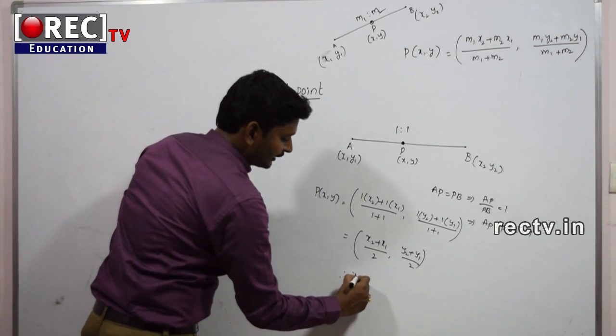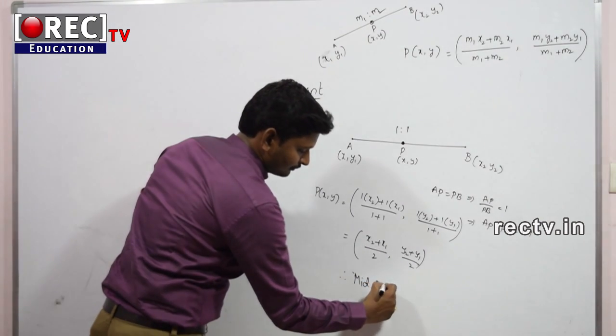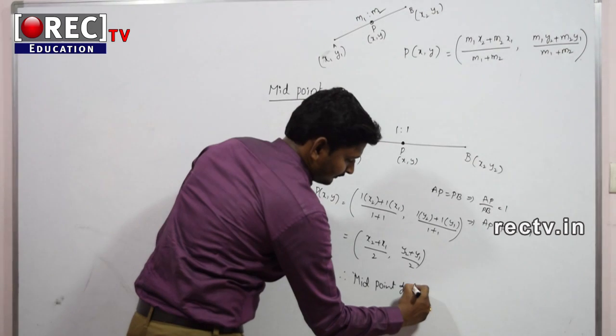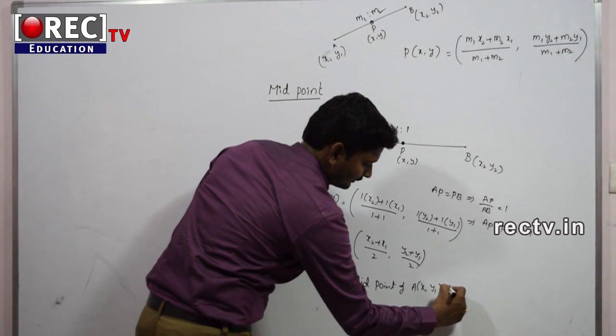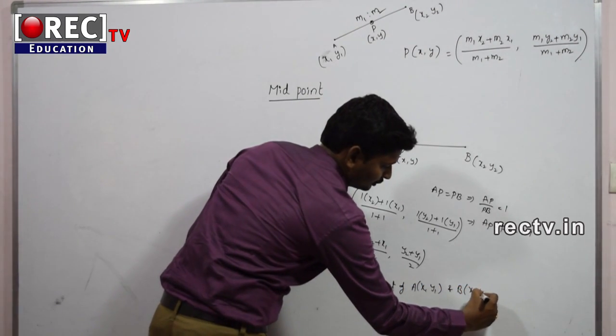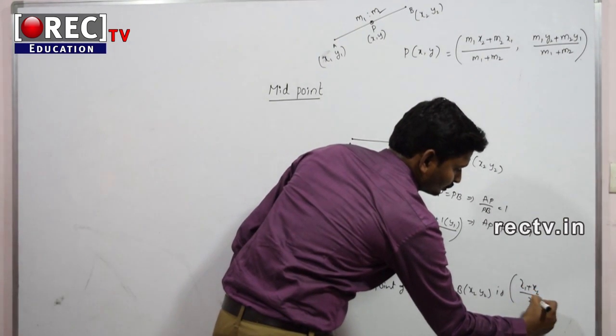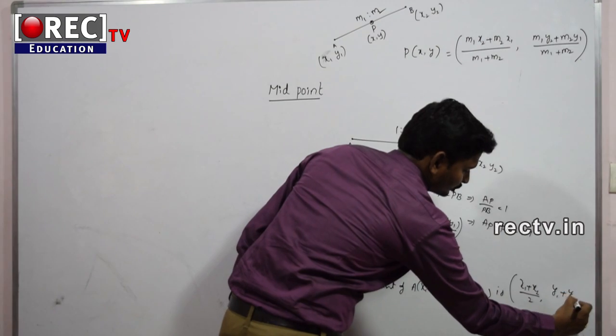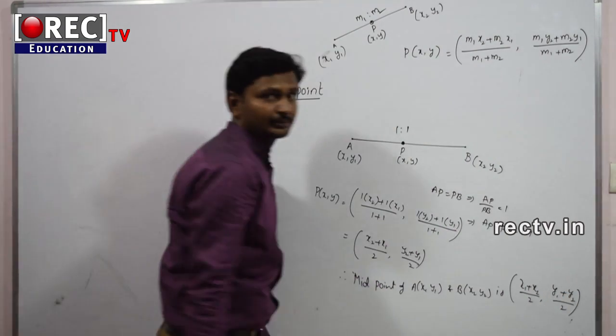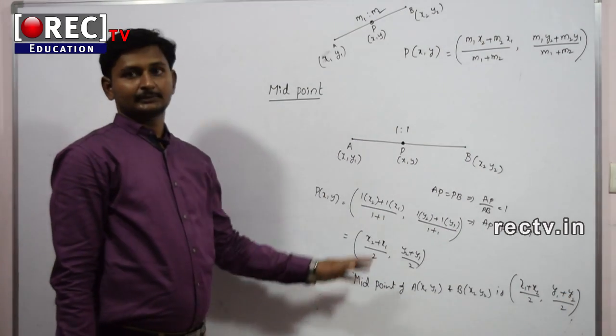Therefore, the midpoint of A(x1, y1) and B(x2, y2) is (x1 plus x2 divided by 2, comma, y1 plus y2 divided by 2). This is the midpoint of two points.